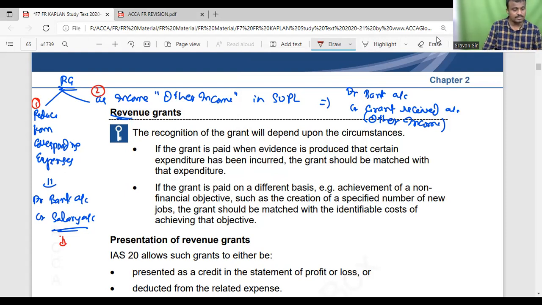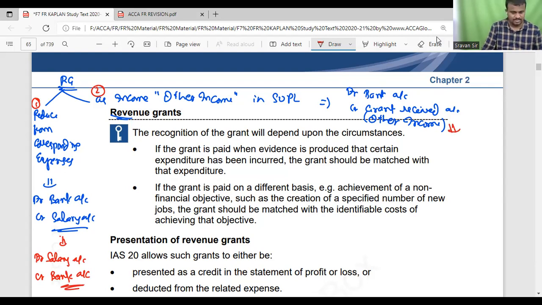The first method is reducing it from the corresponding expenses. If you follow this method, while refunding the grant, we have to debit that amount to the corresponding expense, and just reverse the entry: debit salary account, credit bank account. Simply said, we add back the amount of refund of the government grant to the corresponding expense at the time of refund.